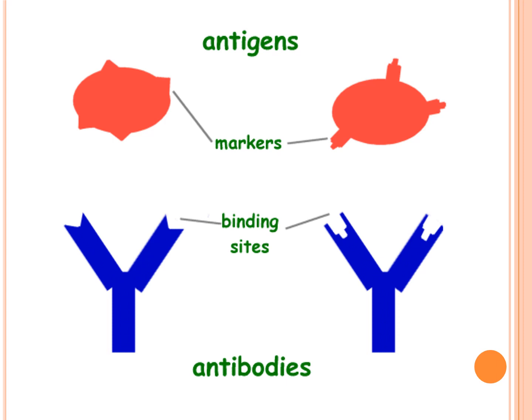Depending upon the antigens and the antibodies present in a person's blood, blood is grouped into 4: A, B, AB and O. What are these antigens and the antibodies? Antigens are the markers or the particulate substances that are present on the blood cells, and antibodies are Y-shaped molecules that are present in the blood. They keep circulating in the blood.